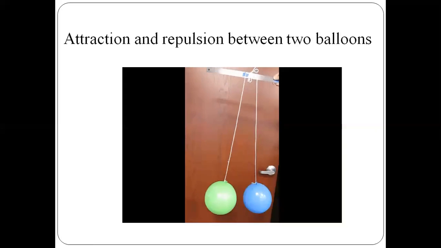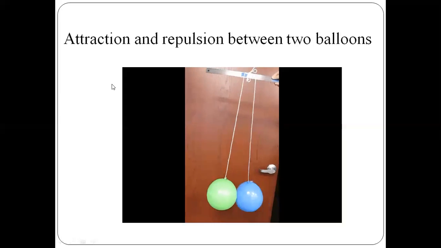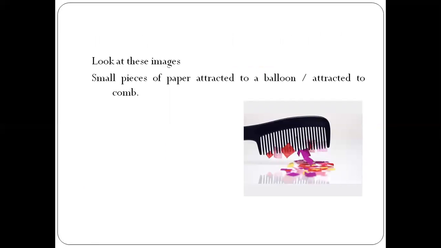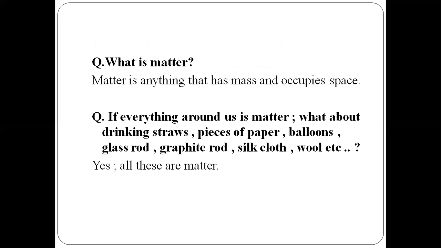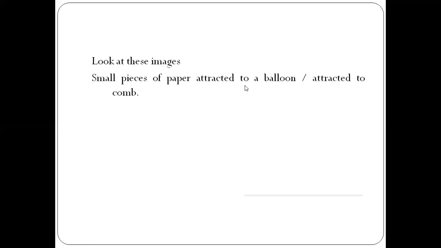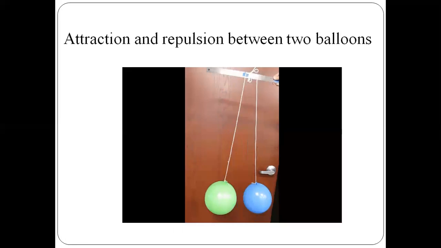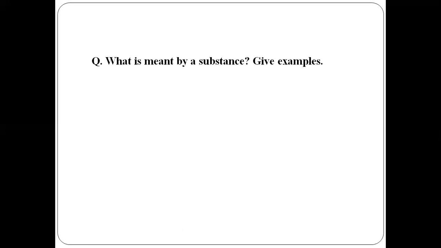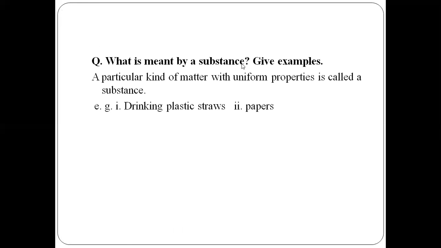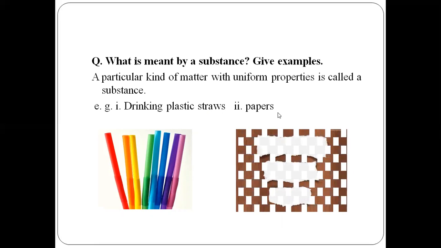At first, I would like to clarify the two terms, matter and substance. We know that matter is anything that occupies space and also has mass. If so, then what is substance? A particular kind of matter with uniform properties is called a substance. The common examples are drinking plastic straws, papers, and so on.